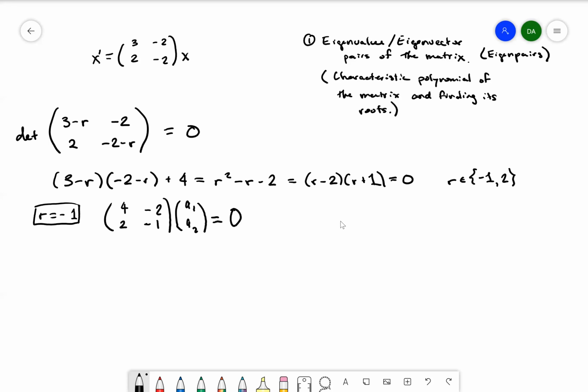Finding the vectors that we can multiply by this matrix to get 0, either of the corresponding equations will give us the conditions that we need for A1 and A2. So 2A1 minus A2 is equal to 0, for example, and we get 2A1 equals A2. We can make an arbitrary choice for one of these, and the other one is determined by it. So the choice I'm going to make is A1 is 1, and A2 is 2. So this is an eigenvector corresponding to the eigenvalue negative 1.